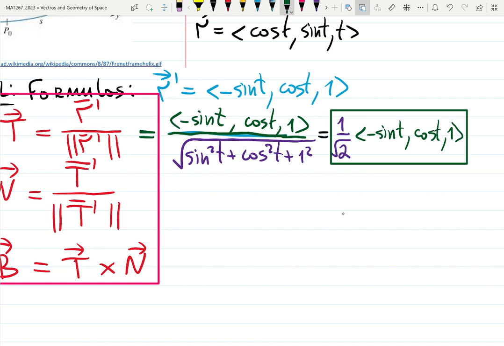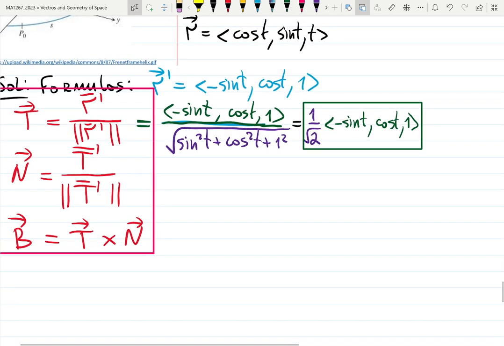N takes derivative of this T and divides by the size of that derivative. Isn't it interesting? People are like, no, it's not interesting. I'm tired. Let's go home. Let's continue. We have to continue. So N is, let me change the color into blue. I guess why not? Let's differentiate T.